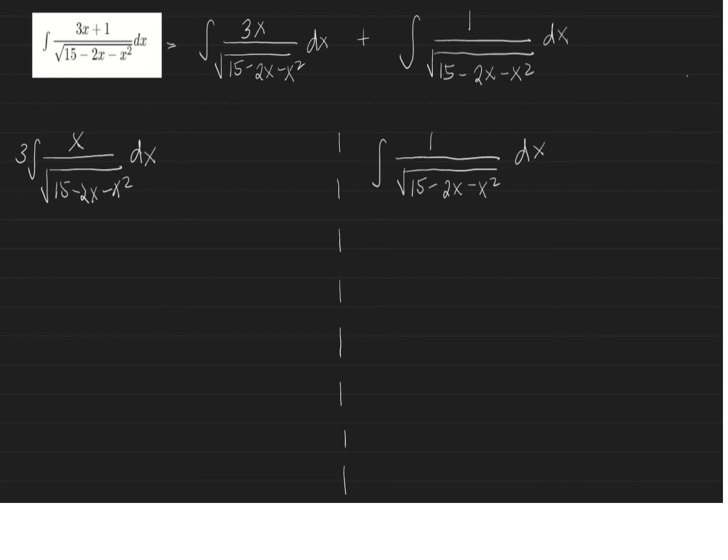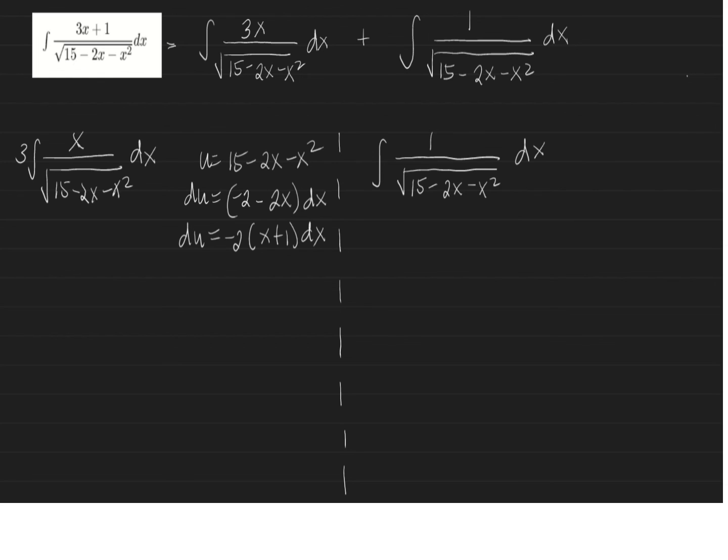So here we're going to let u be the base. So this is 15 minus 2x minus x squared, and the derivative is negative 2 minus 2x, or du is negative 2 minus 2x dx. So we shall factor negative 2. We'll have 1 plus x, or x plus 1 dx, and this is equal to du.